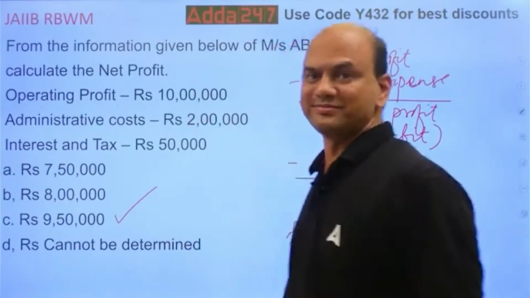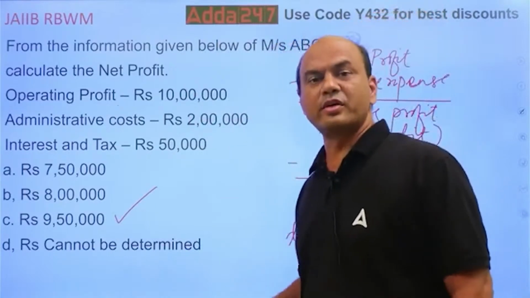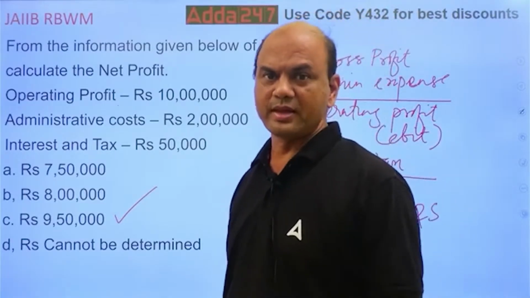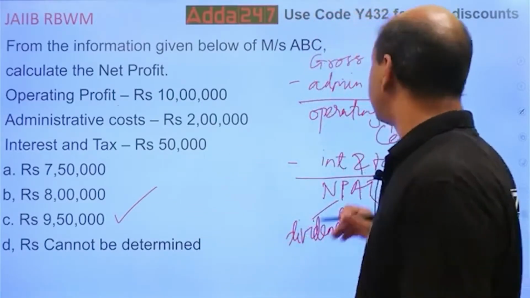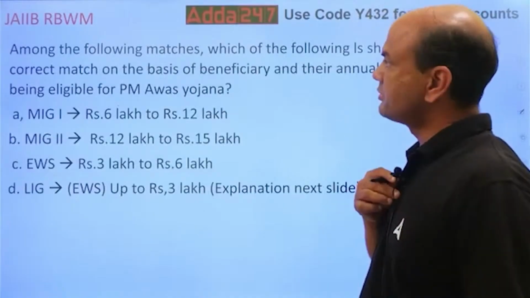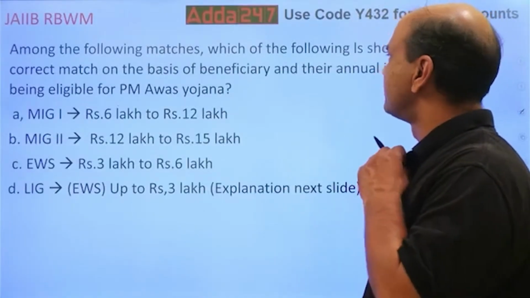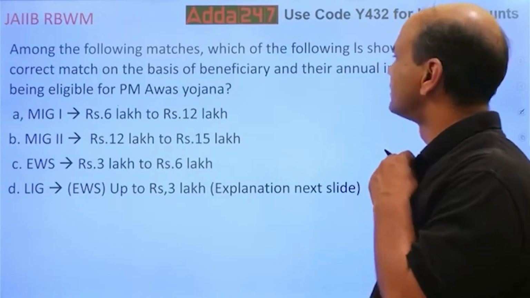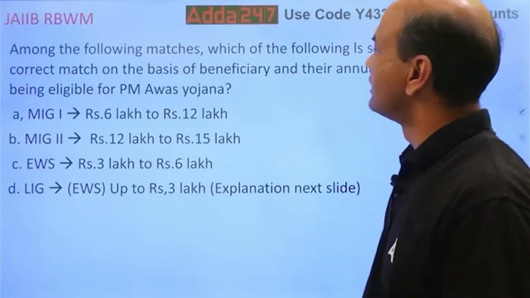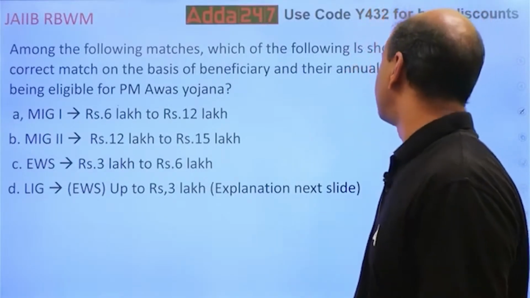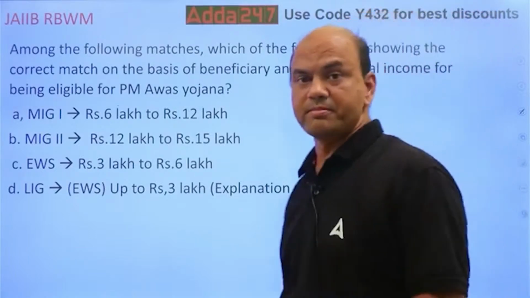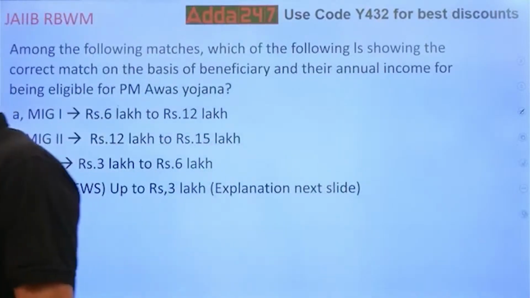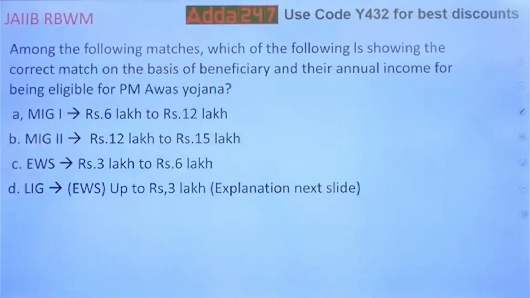This is the tricky one. Why is this important? Because you are doing housing finance, right? In housing you get many customers. You will get such balance sheets over there, isn't it? Among the following matches, which of the following is showing the correct match on the basis of beneficiary and their annual income for being eligible to PM Awas Yojana? Who is showing you the correct match now over here?